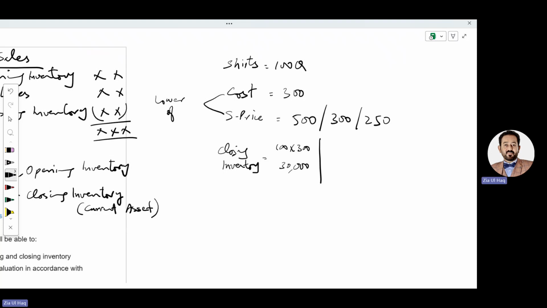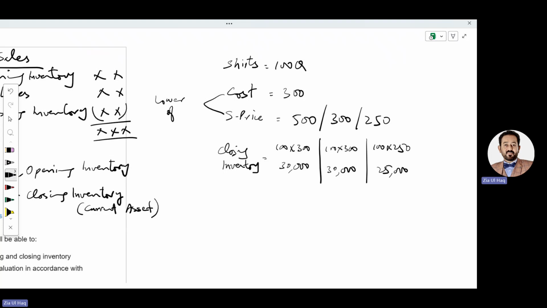But suppose selling price is 300, cost is 300 as well. Both are the same. The closing inventory will be 100 into 300, equal to 30,000. But suppose cost is 300 but selling price is 250. What is lower? 250. The closing inventory figure will be 100 into 250, meaning 25,000.